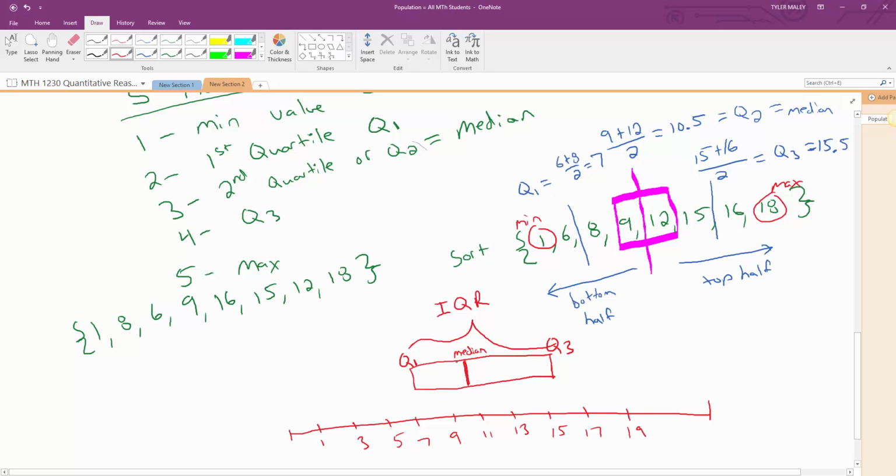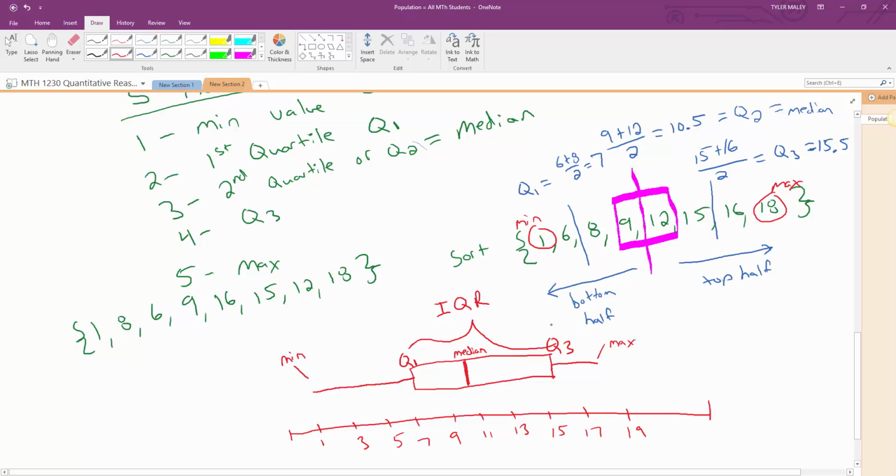And now I draw the whiskers. This is a box plot, or sometimes called a box and whisker plot. This is referred to as the box, and the whiskers are these lines that go to the min and the max. Our min is 1, so I would draw a line from 1 to my box, and then draw a line from my box to the max, which was 18, so it would be about there. So this is my max, and this is my min.